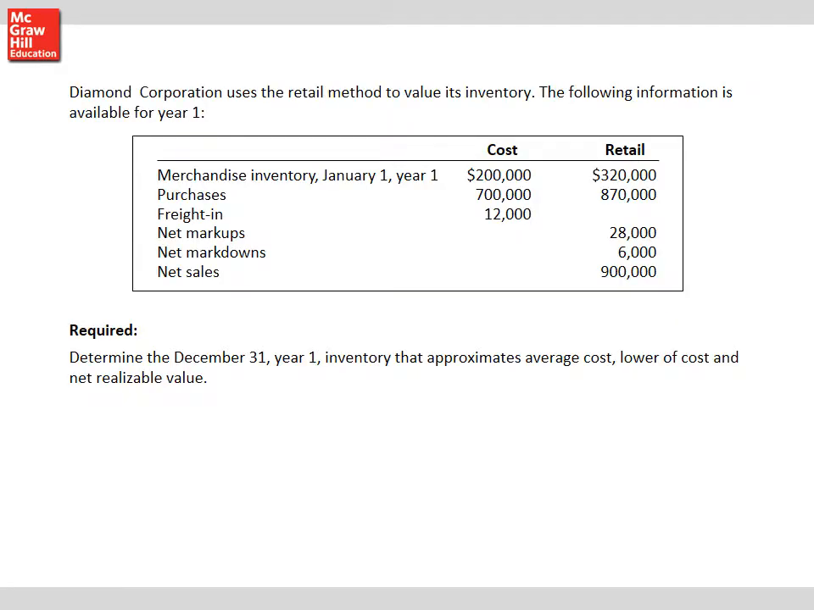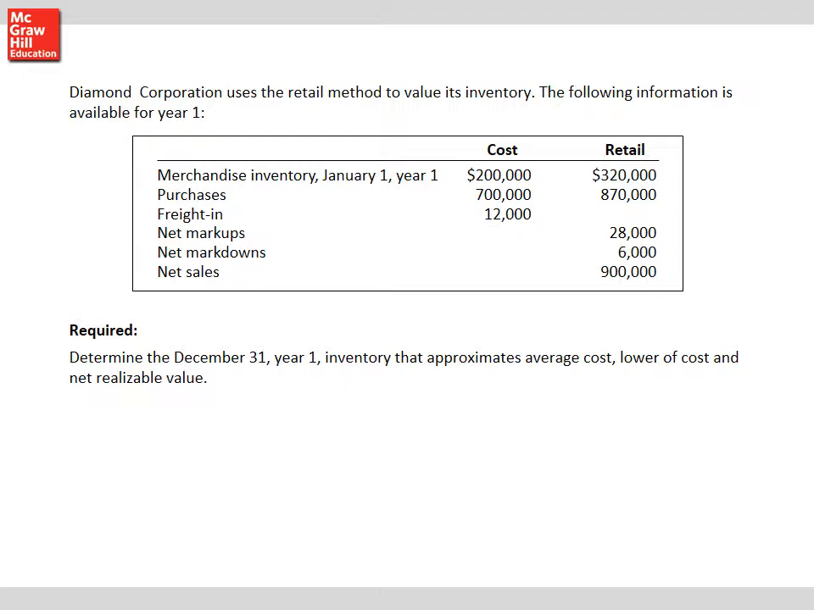Let's look at the retail method again. Now, instead of the method we just used, which is just a straightforward, here's how we do it method, this company determines their inventory at the inventory that approximates average cost, lower of cost, and net realizable value. Retail inventory method. And we're going to do a couple of these. All of the retail methods, your setup is the same. Your table is the same. It's just that your cost to retail percentage will be calculated differently.